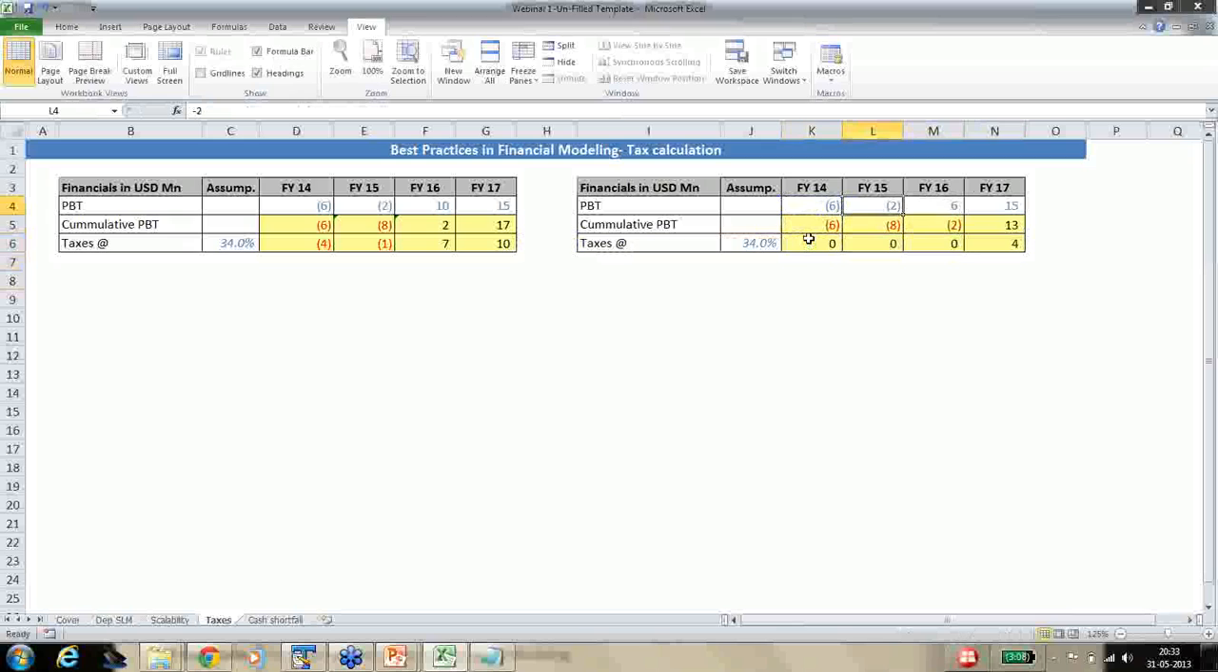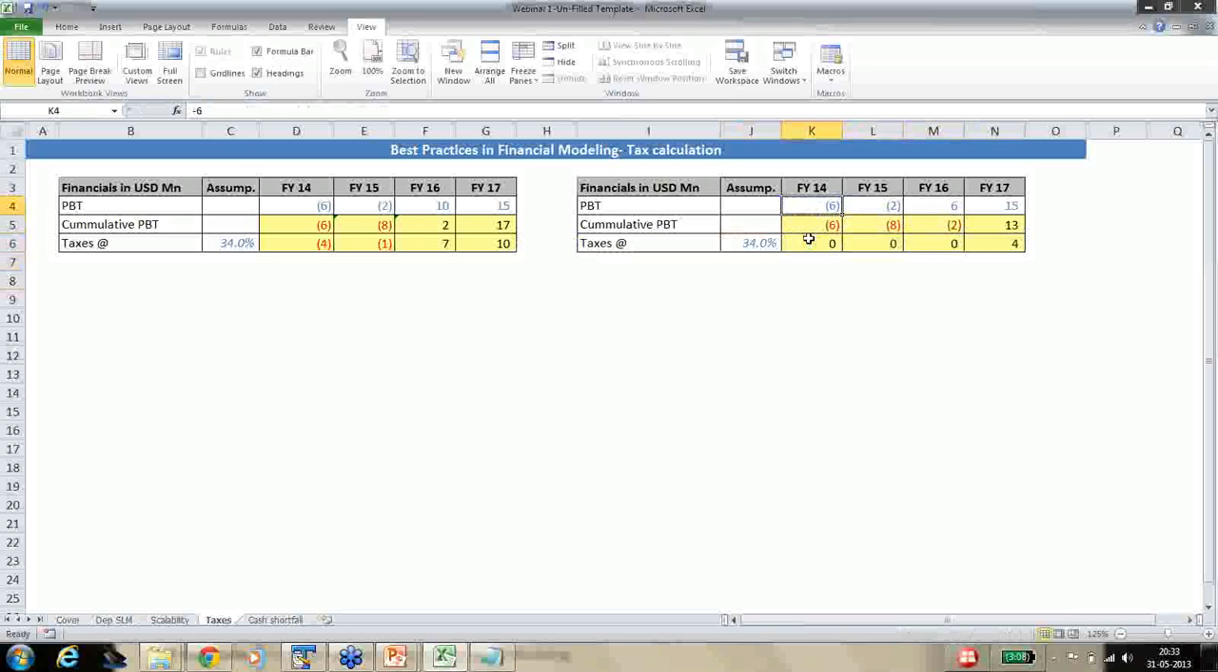So minus 6, minus 2 and 6. So this year actually I made a profit of 6. Let me make it, yep, 6 is fine. So now you see the beauty. I have made a profit of 6 in FY16, but I am not paying any tax. Why? Because my cumulative number is minus 2.